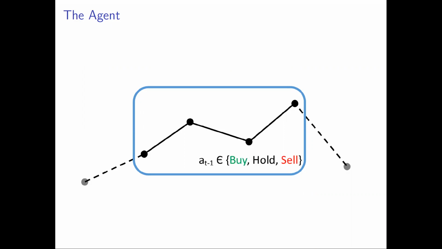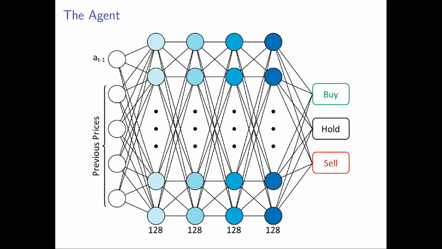As previously mentioned, trading incurs a transaction cost, so we also want our agent to be aware of its last decision. Let's say our agent decides to buy. If the price goes up, it will be given a positive reward, and if the price goes down, it'll be given a negative reward. These rewards are used to update the network's parameters so it can make more profitable decisions in future. Feel free to pause here if you'd like to look more at the network architecture.